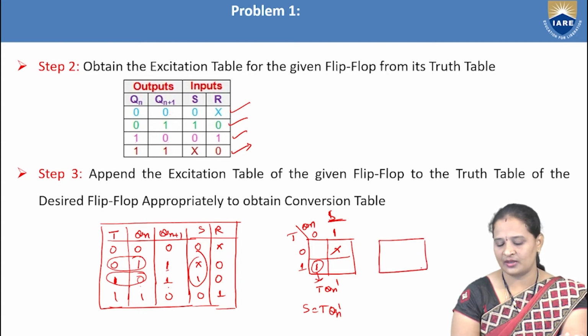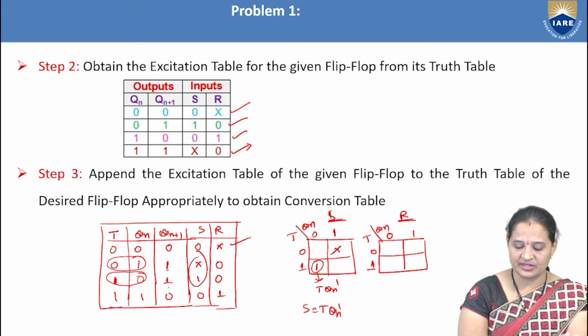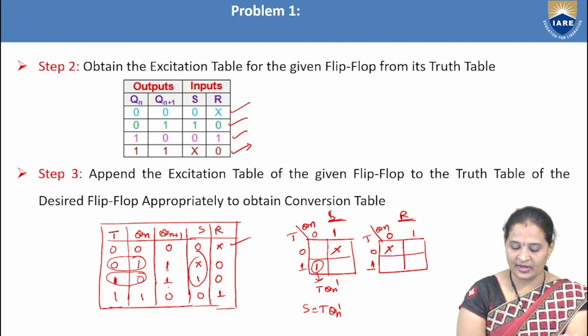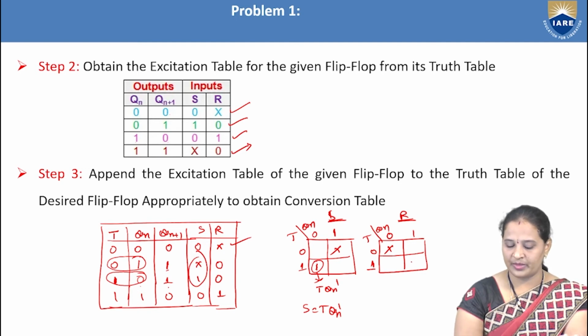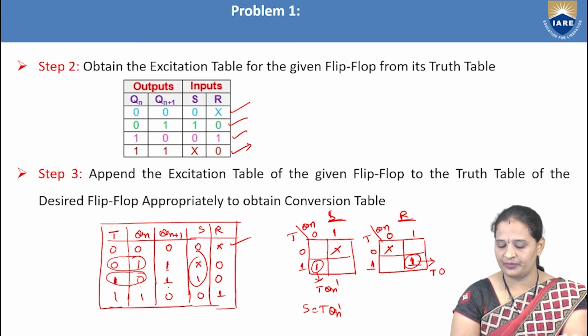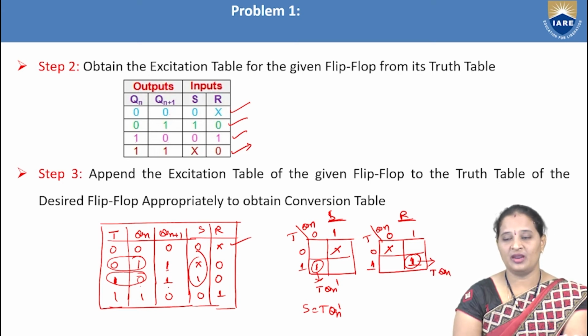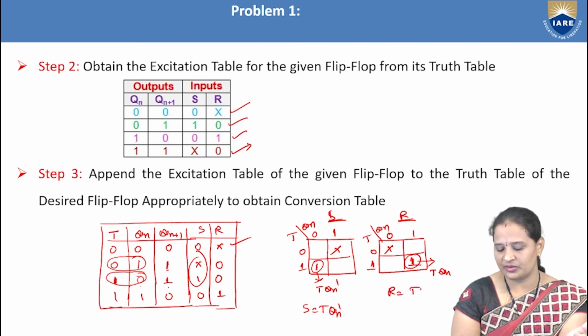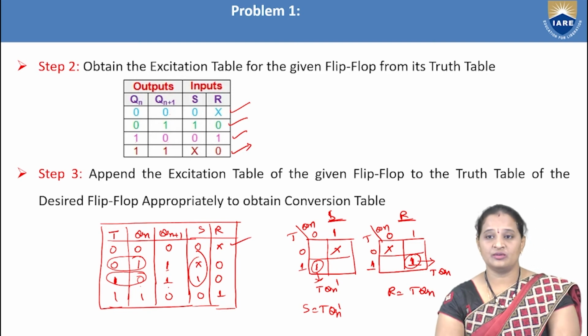Now what about R here? For R I am drawing the K-map. T and Qn, 0, 1 and 0, 1. Now for this combination 0, 0 it is don't care, and for 1, 1 it is becoming 1. Again we cannot group these two. So what is the prime implicant for this one? This is T Qn. So now R is equal to T Qn.